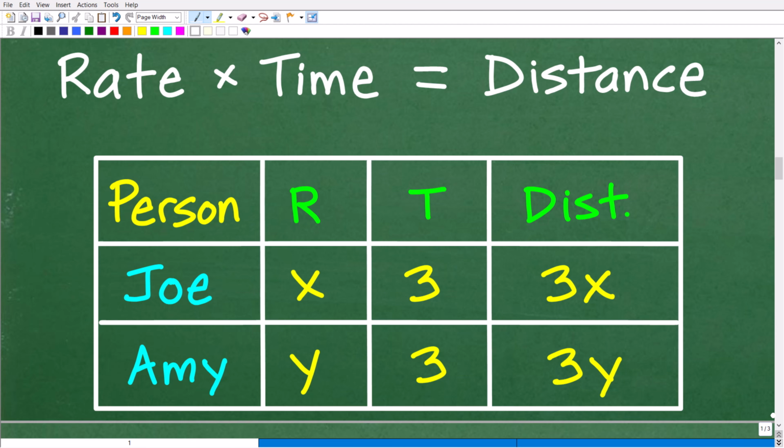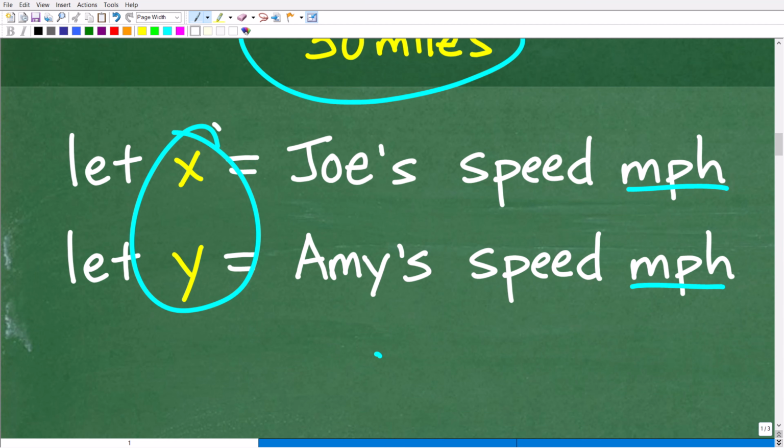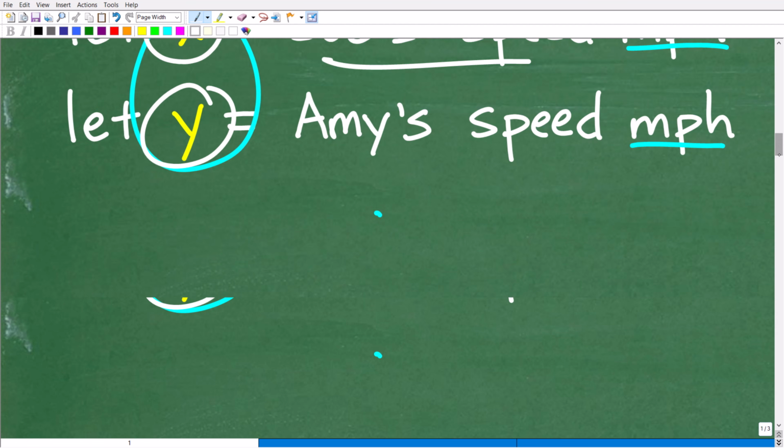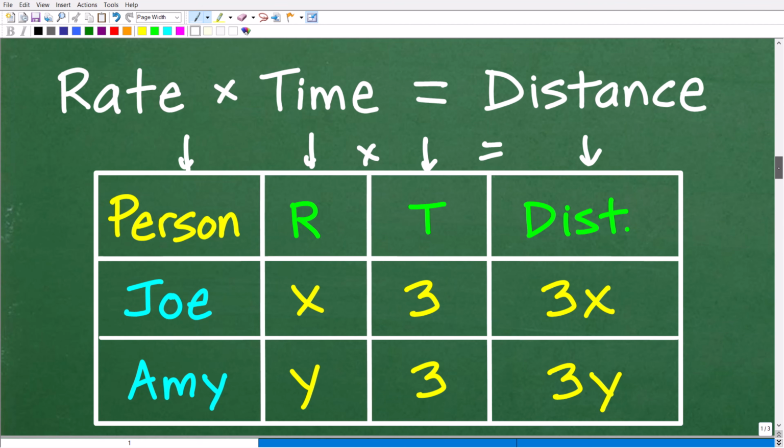Okay, so let's go ahead and have some columns here. And basically, we have 4 columns. So we have the people that are involved, which of course is Joe and Amy. And then we have rate times time is equal to distance, and we're just basically going to start filling in the blanks. Okay, so what is Joe's rate? Well, that is Joe's speed. Well, we don't know that, right? But we did say that x is going to represent Joe's speed in miles per hour, and y will be Amy's speed in miles per hour. So we'll put in x and y as the rate or speed for Joe and Amy.